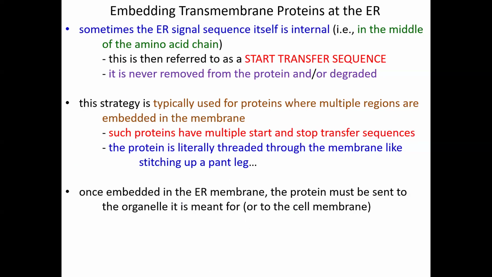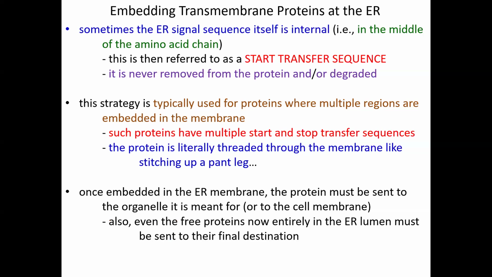No matter how many transmembrane domains you have, whether it's just one stop transfer sequence, a start and a stop transfer sequence, or you're a 7 transmembrane domain protein, once a protein is embedded and anchored in the ER membrane through these hydrophobic patches, that protein has to be sent to the organelle it's meant for, or ultimately to the cell membrane, so it can function in the membrane that it's destined for.